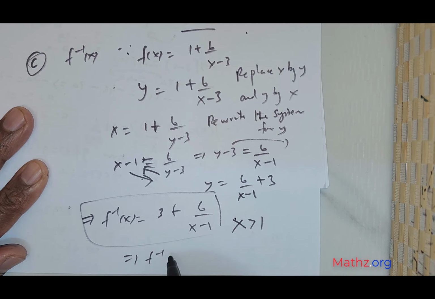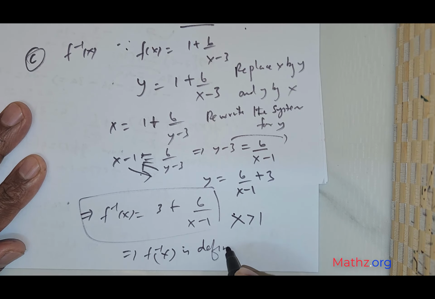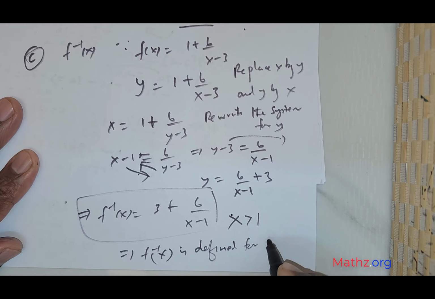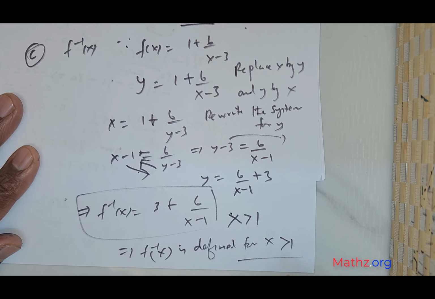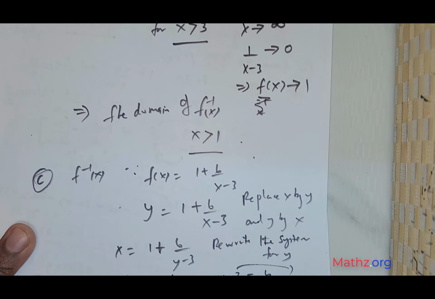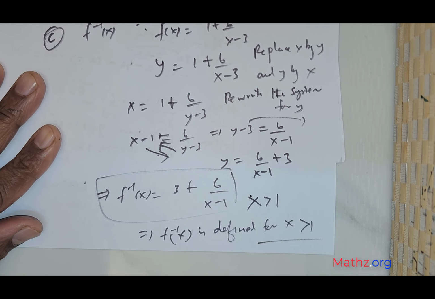So f inverse of x is defined for x greater than 1. That's exactly what we arrived at earlier, right? So that completes the solution for this question.